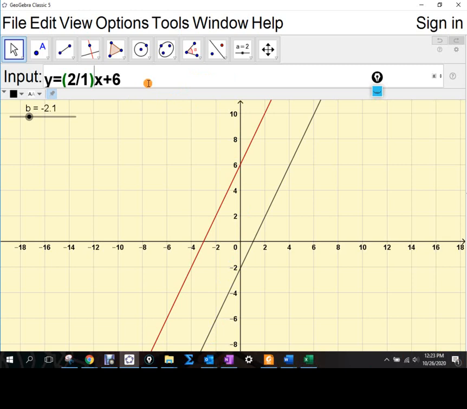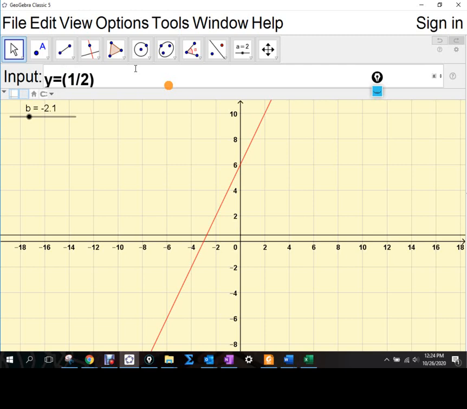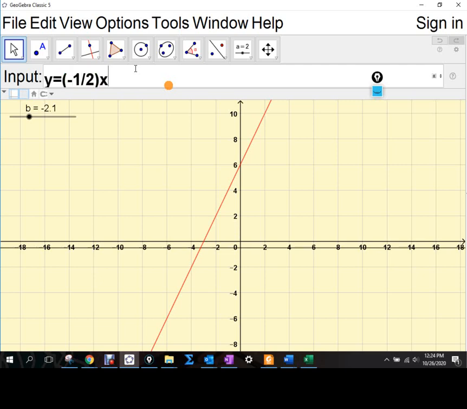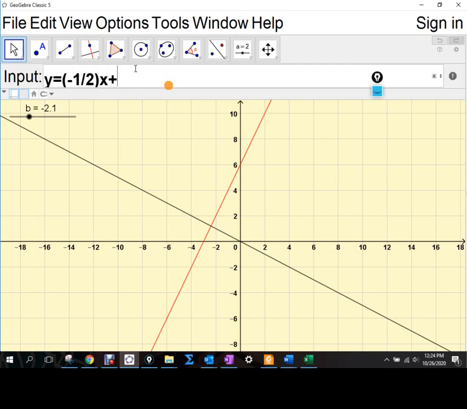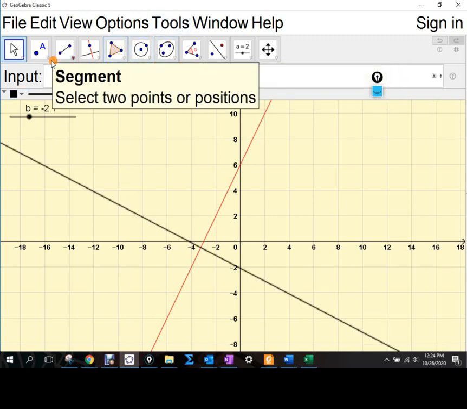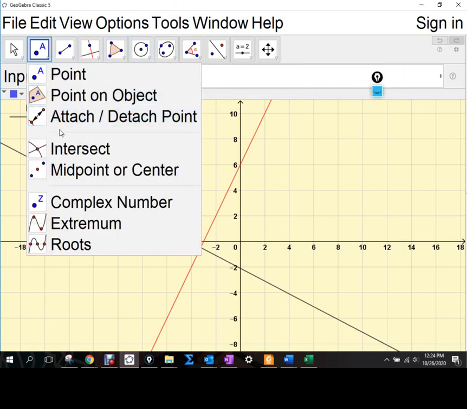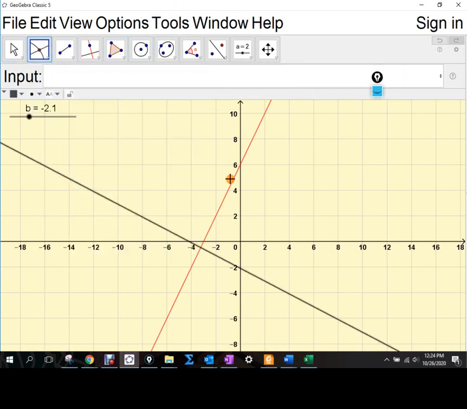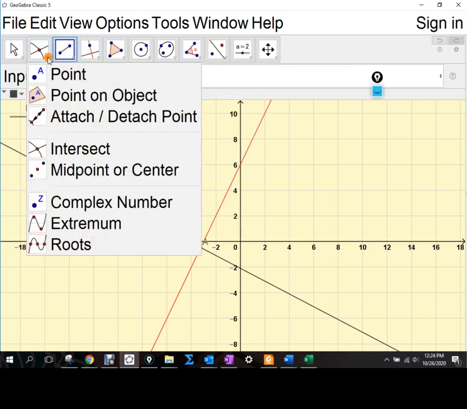So 2 over 1 times x plus 6, so that's the red line. Now, to be perpendicular to it, you're going to take the slope, which was 2 over 1, and find its reciprocal. Then you're going to negate that, so you make it its opposite, right? Does that make sense? And then I'm just going to add whatever b to it again. Now I'm going to ask it for the intersection here of that one and that one, and put some points on here.